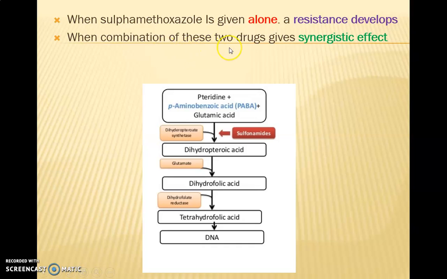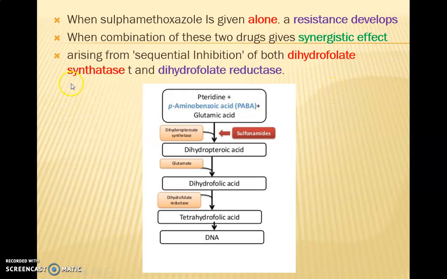So when it is given in combination of these two, that is sulphamethoxazole and trimethoprim, these two drugs give a synergistic effect arising from the sequential inhibition of both dihydrofolate synthetase and dihydrofolate reductase. So actually this will inhibit these enzymes. Two enzymes will be inhibited by the combination, and hence will prevent the DNA replication. It will inhibit the formation of tetrahydrofolic acid, and hence this tetrahydrofolic acid will not be able to form, and it will inhibit the DNA replication.